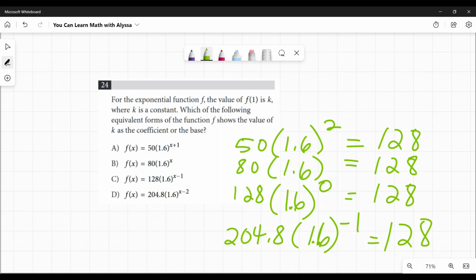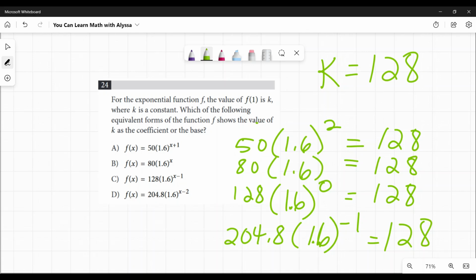So what is our question? Which of the following equivalent forms of the function f shows the value of k as the coefficient or the base? Now, what was k, the value of k? The value of f of 1 is k. K is saying, what answer do I get when I plug 1 into these equations? So K is 128 because we get that every single time. So in each of these, k is 128. If I put this number 1 into this equation, I do my math, I get 128 every time. So I know k is equal to 128.